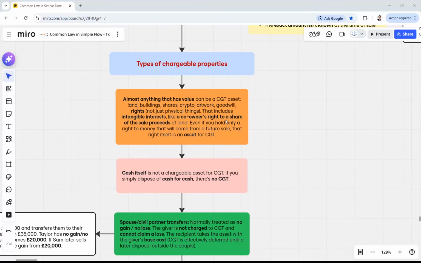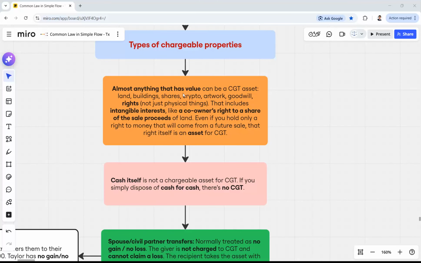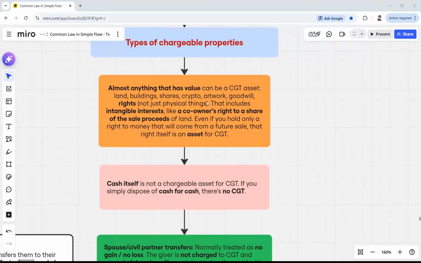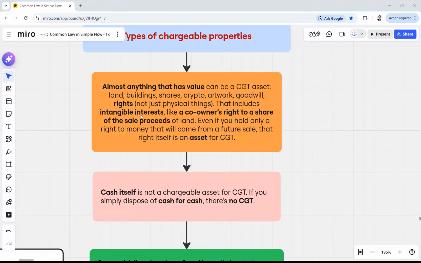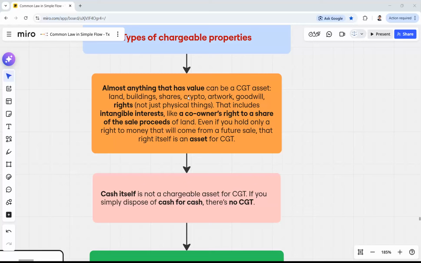Types of chargeable properties. Almost anything that has value can be a CGT asset. Land, buildings, shares, crypto, artwork, goodwill, rights, not just physical things. So anything that has value, that can have a price tag on it, is a CGT asset. That includes intangible interests like a co-owner's right to a share of the sale proceeds of land. If you hold only the right to money that will come from a future sale, that right itself is an asset for CGT.